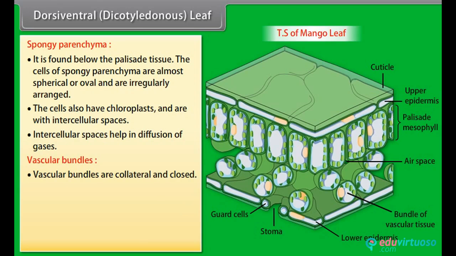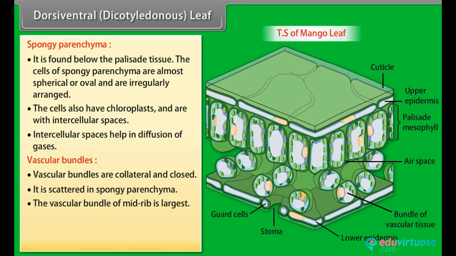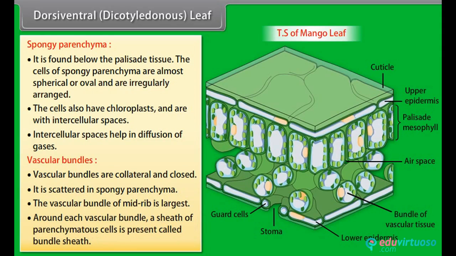Vascular bundles. Vascular bundles are collateral and closed. They are scattered in spongy parenchyma. The vascular bundle of the midrib is largest. Around each vascular bundle, a sheath of parenchymatous cells is present called bundle sheath.